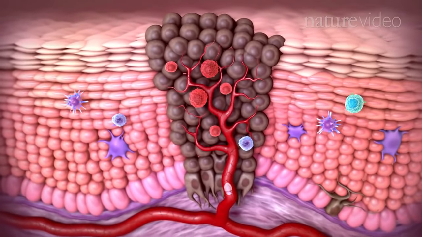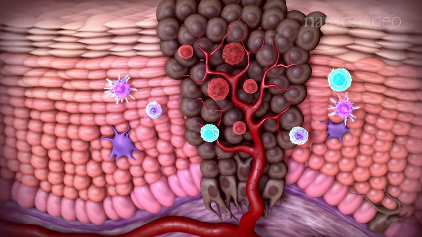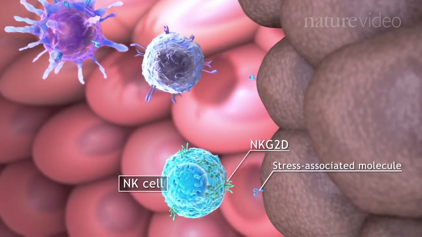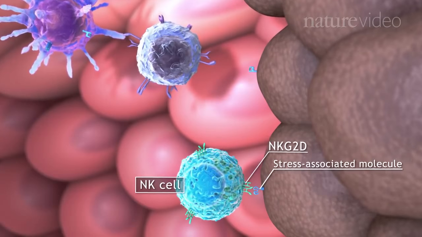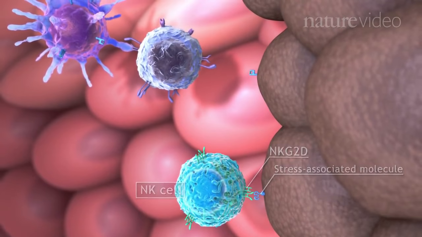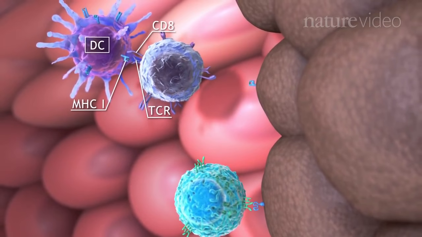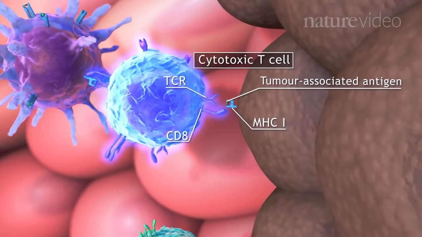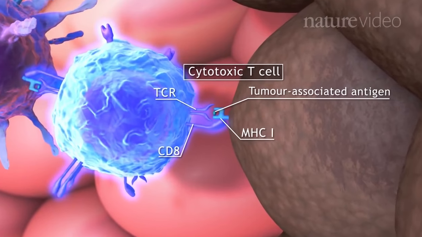The cells of the immune system are continuously monitoring our tissues. Natural killer cells, or NK cells, sense stress-associated molecules on damaged and cancerous cells. Dendritic cells, or DCs, activate cytotoxic T cells, which can then sense tumor-associated antigens using their T cell receptor and other co-receptors.